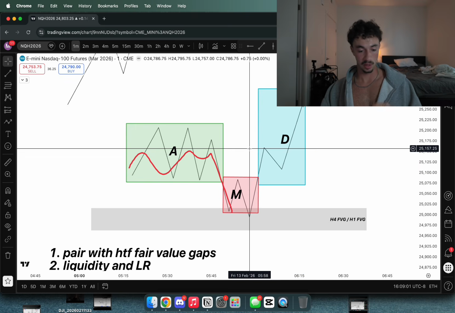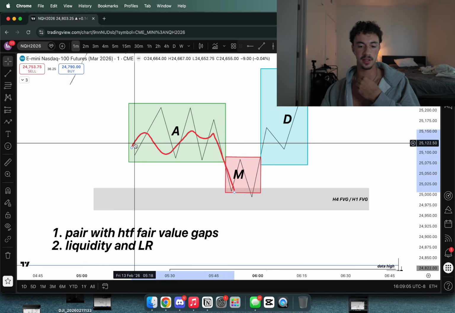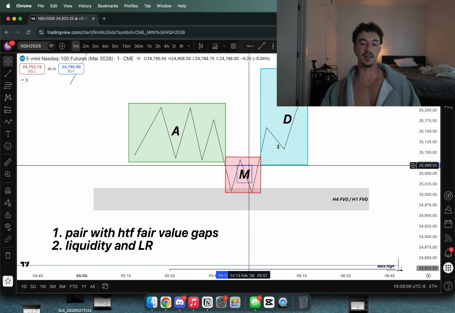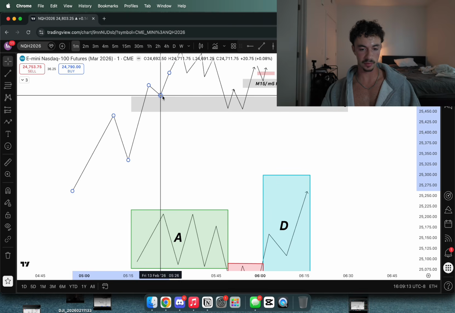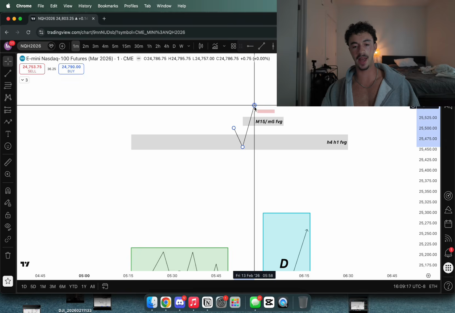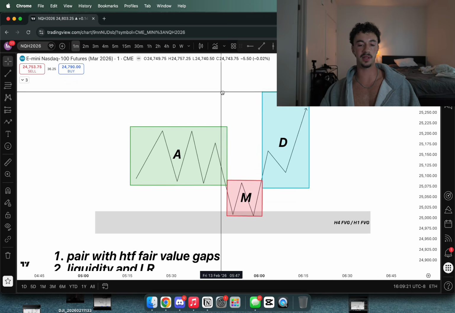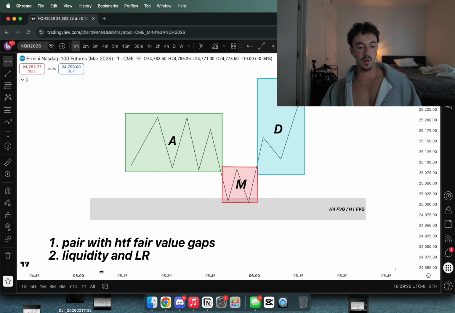All right, cool. Now, next thing I want to talk about, and this is the foundation of the concept. I wouldn't call it basic because it's not exactly basic, but it's the foundation. I'm now going to introduce a concept called LR, which is going to play a massive role in the way these AMDs play out. So once again, liquidity and LR.